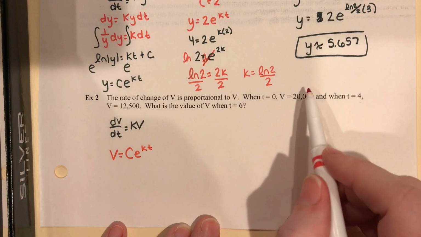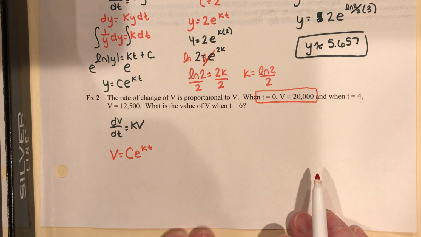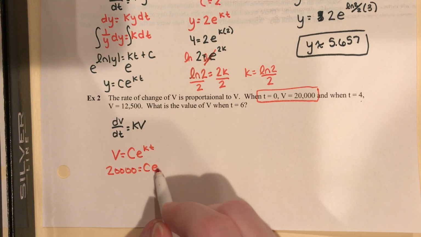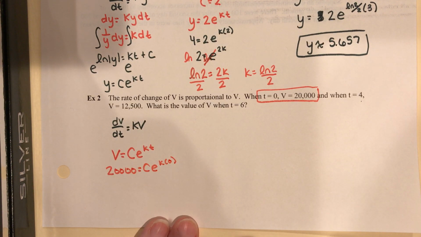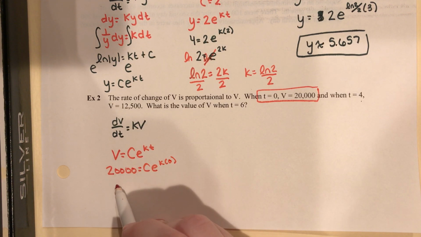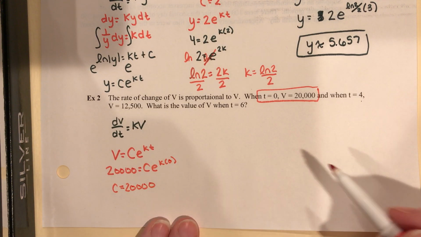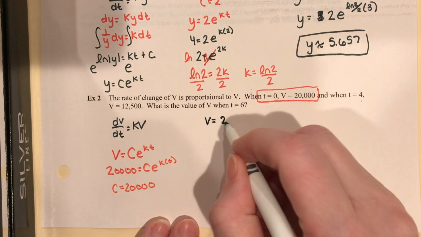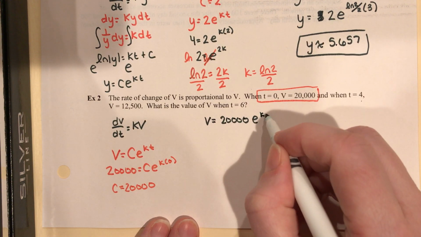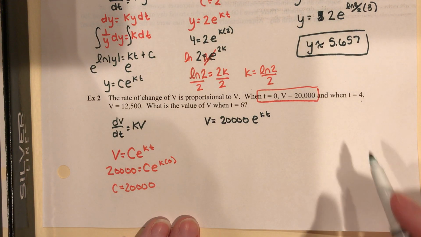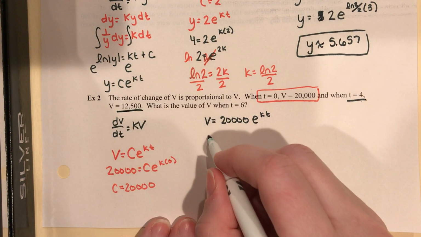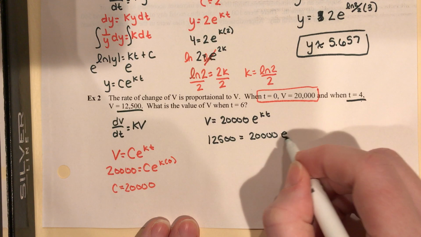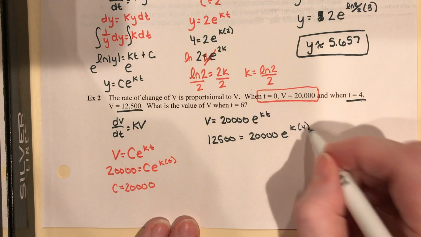Now we have some givens again. I'm going to use the 0 first. So I'm going to plug in 20,000 for v and 0 for t. So again, e to the 0 is 1, c is 20,000. So my new general solution, because now I know c, v equals 20,000 e to the kt. So now I'm going to use my second set of givens and plug those in. 12,500 for v and 4 for t.